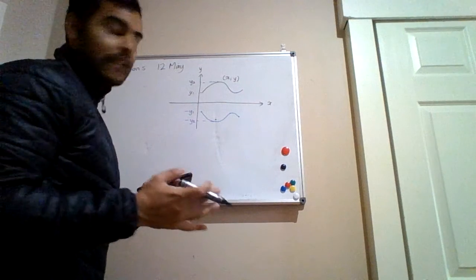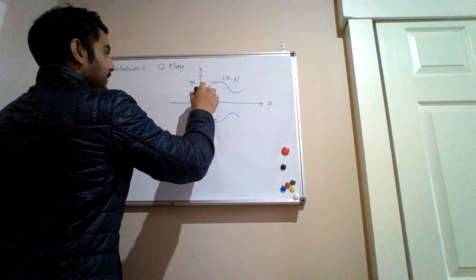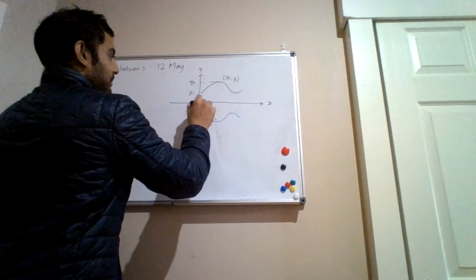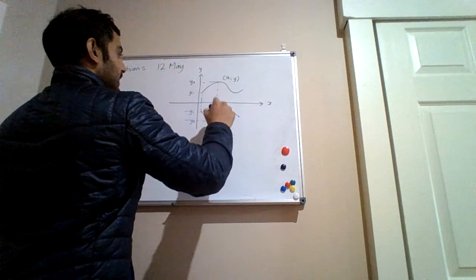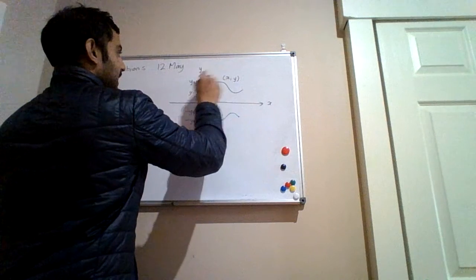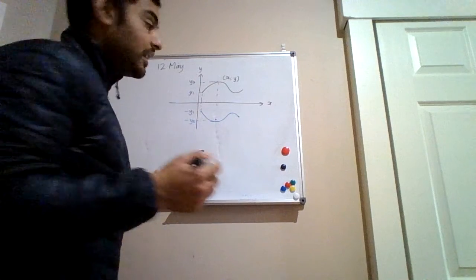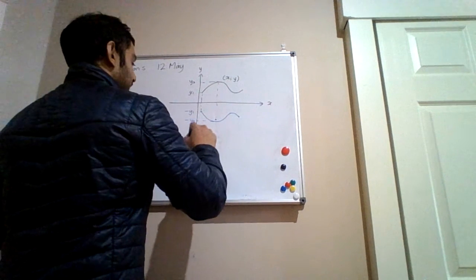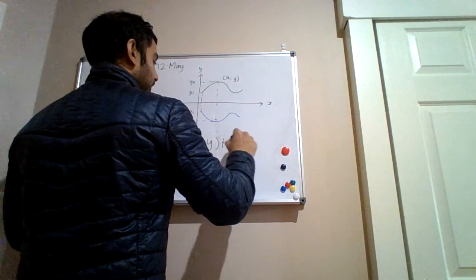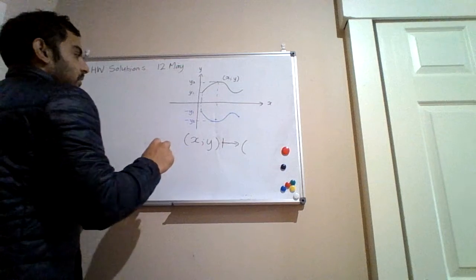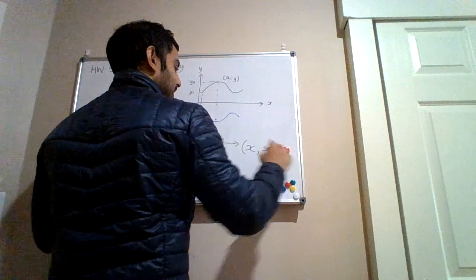And what about the x values? The x values stay the same. For the first point, this distance here matches this distance here. For the second point, this distance here is the same for the top point, and it's the same for the bottom point. So our x values are unchanged. So operationally, when we reflect about the x-axis, we make y negative and x stays the same.